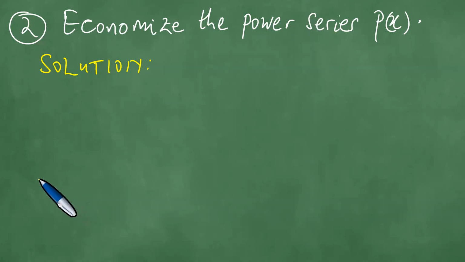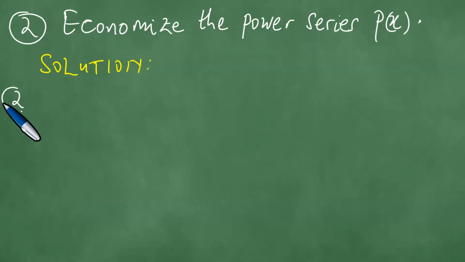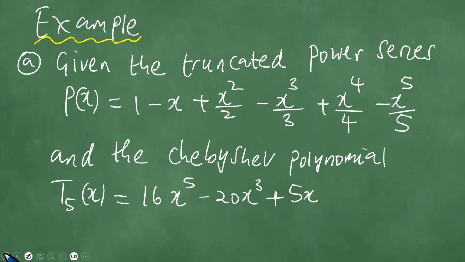Right, to economize the power series P of X, we look for the solution to that and we look at part 2. We know that obviously we agree that P of X is as given: 1 minus x and so on, up to minus x to the 5th power.